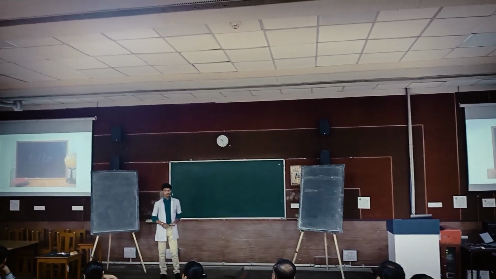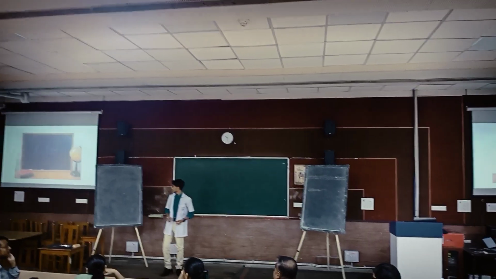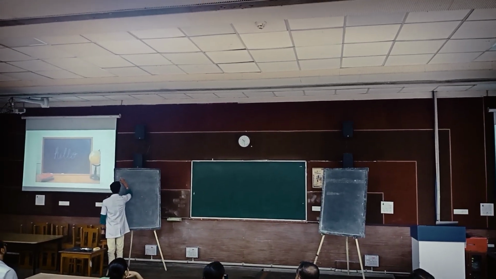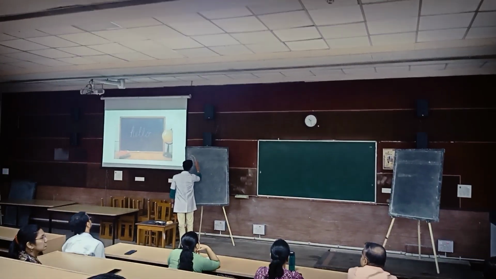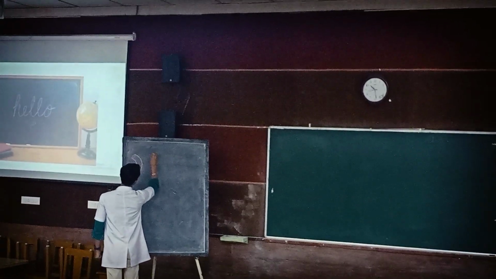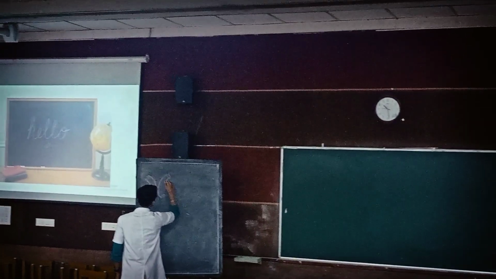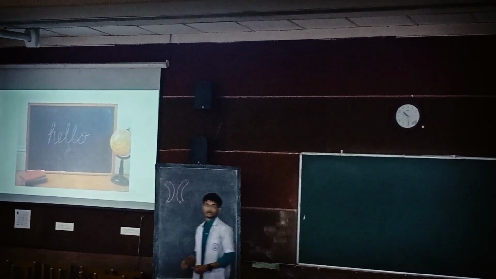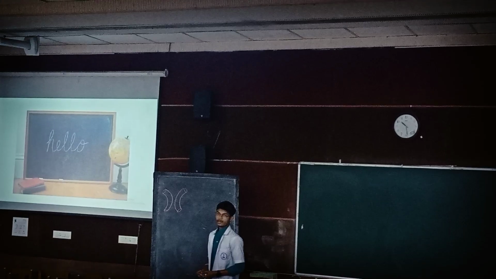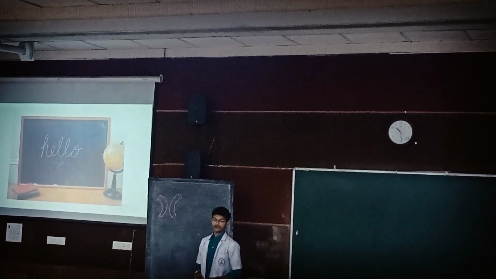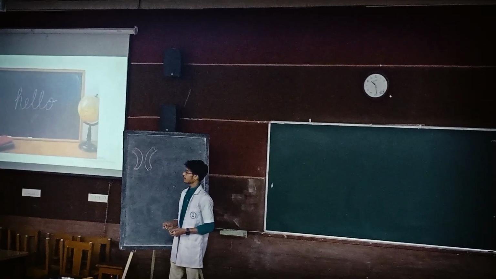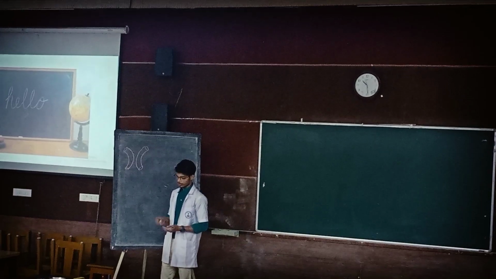I will start with the development of the heart tube. Our heart tube looks like this. These are derived from the mesodermal cells. To be more specific, these are derived from the cardiogenic area of the embryo.